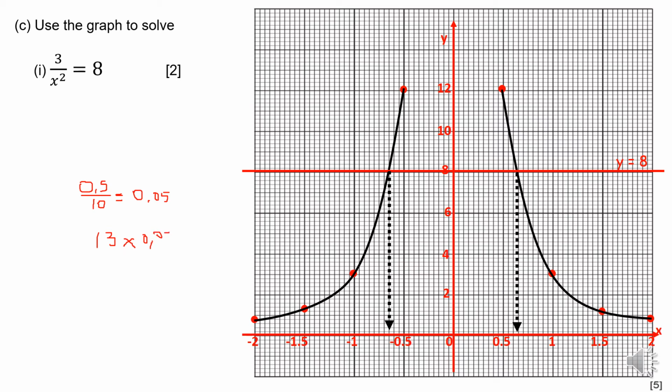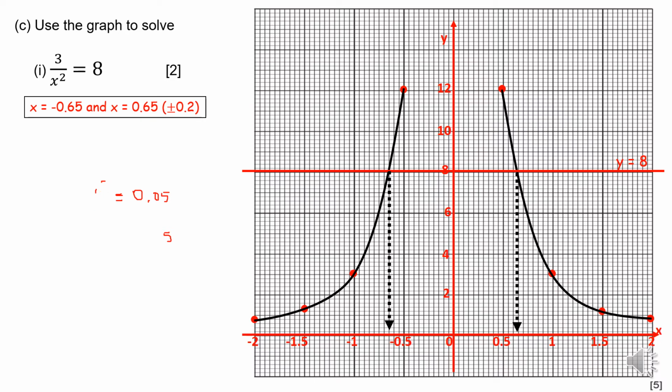0.05, for example, I know that I'm getting negative 0.65, which is what is indicated here. And then the other side, obviously, you should get 0.65. So that is 0.65 right up there. All right, so make sure you understand your scale, and also make sure that you use your ruler to find those values where the function meets the line y equals 8.